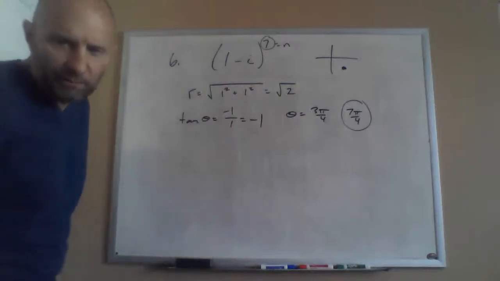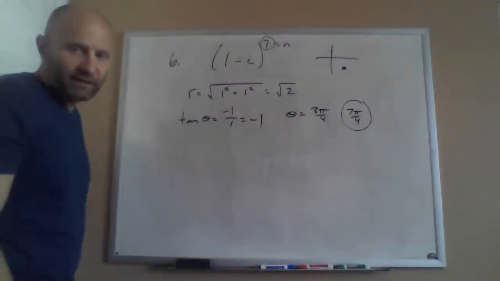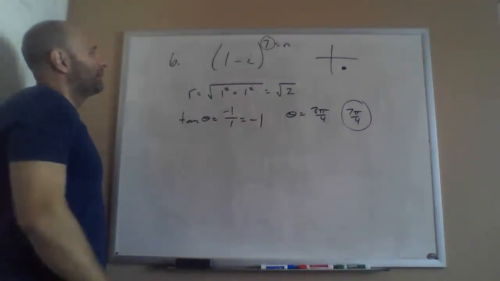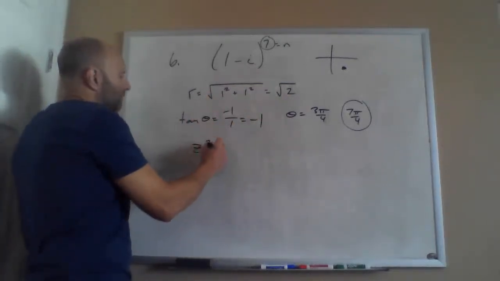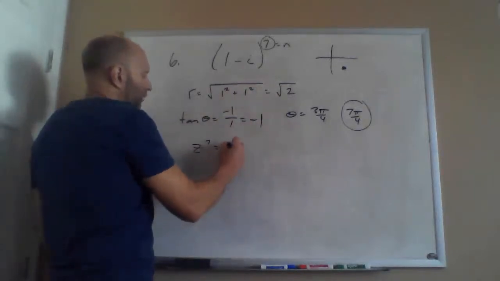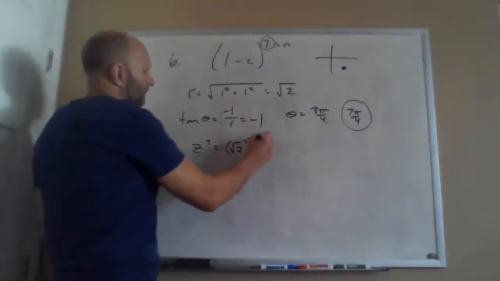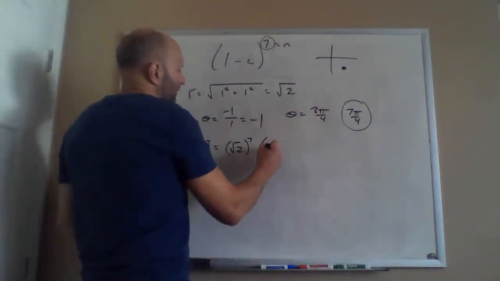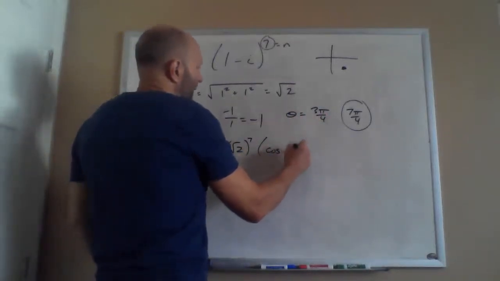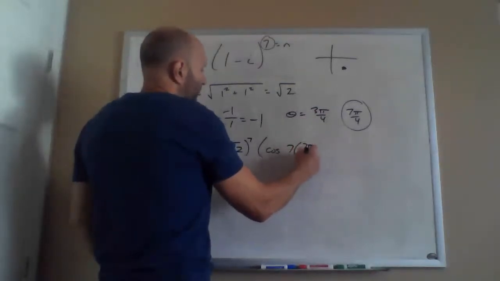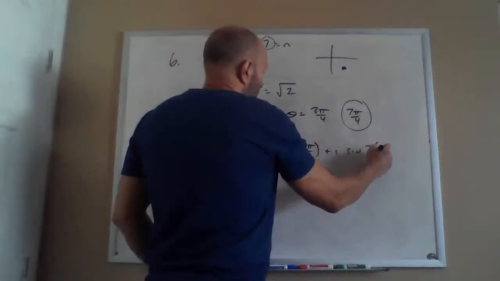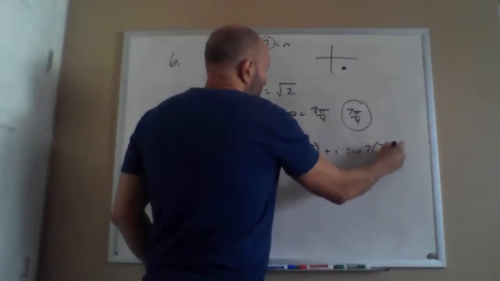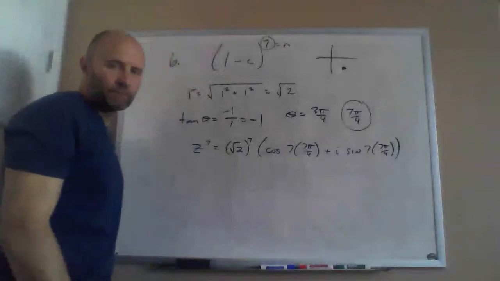So if I write this in polar form, it's what? So z to the 7th is square root of 2 to the 7th power times cosine of 7 times 7 pi over 4 plus I sine of 7 times 7 pi over 4.